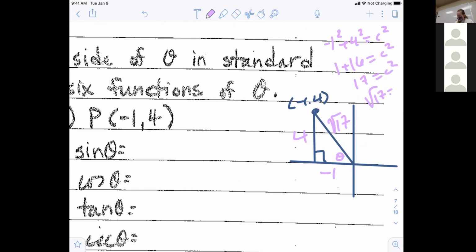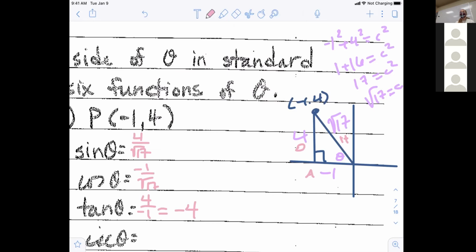I know sometimes we're used to radicals being ugly and us not liking them, but I actually enjoy having a radical that I don't have to simplify. It's going to be pretty normal for us to get radicals. Once I do that, label opposite, adjacent, and hypotenuse. And then we do our sine, which is opposite over hypotenuse. Again, it's okay that you don't rationalize here. Cosine is going to be -1 over root 17. Tangent is going to be 4 over -1, and I think it's cleaner to write just -4.